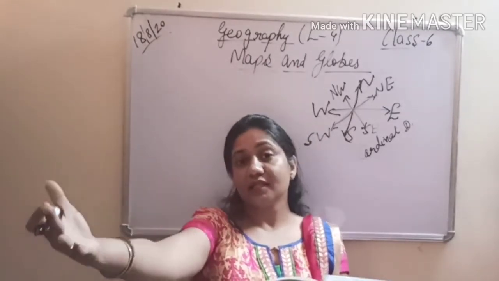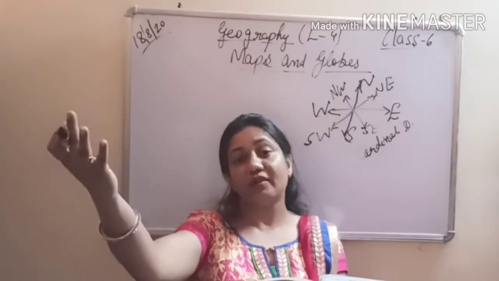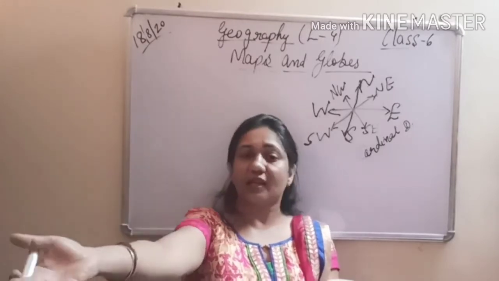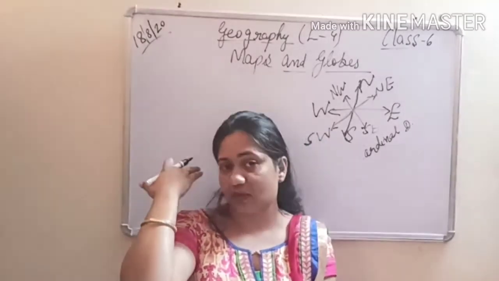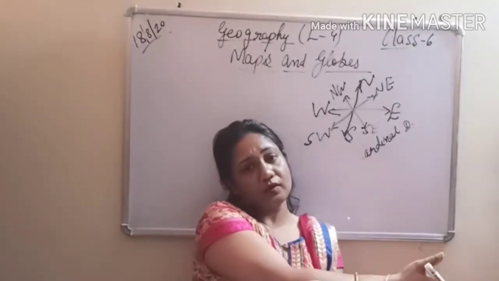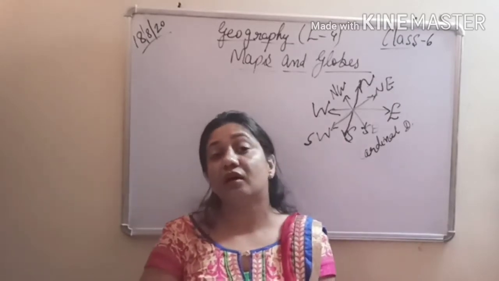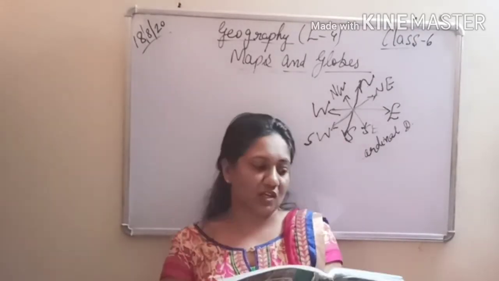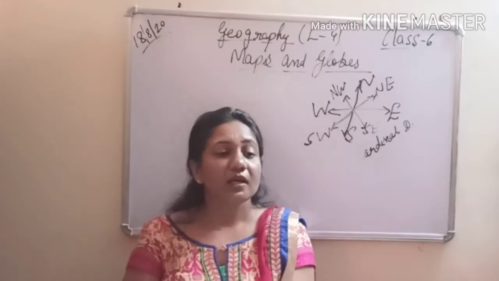If we are facing towards the sun, then that is the east direction. Opposite it we have the west direction, and on the right hand side we have the south direction. On the left hand side we have which direction? North direction. So this way we can calculate the directions.